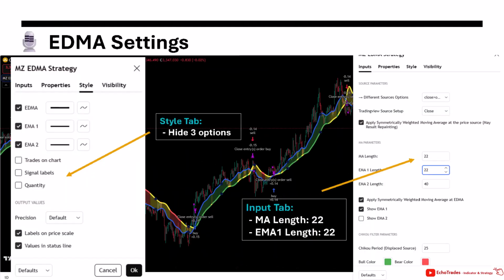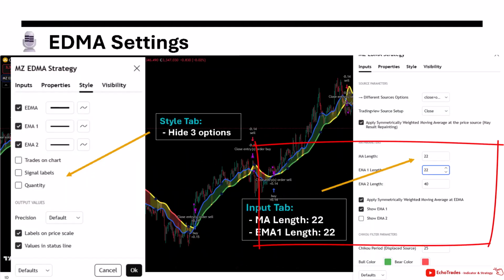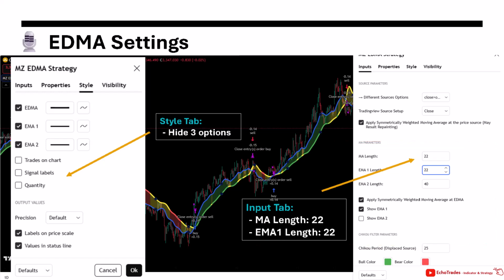Once it's on your chart, you need to tweak it just a little. Find the settings, usually a little gear icon. You're going to change the MA length and the EMA1 length. They default to 20. Change both of those to 22. Why 22? It gives it a slightly longer look-back period, helps filter out some of the really minor, maybe insignificant market jitters, makes the signals a bit more reliable for scalping, where false signals can really hurt. Makes sense. Less noise.